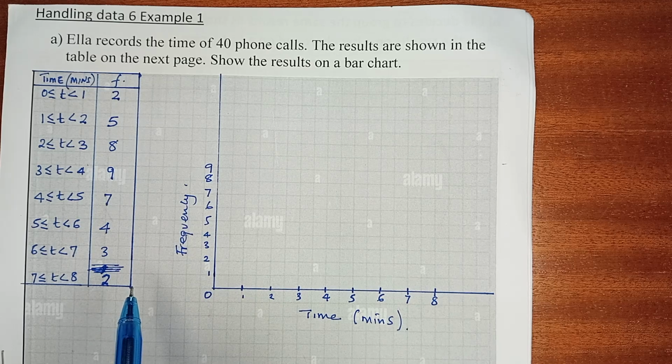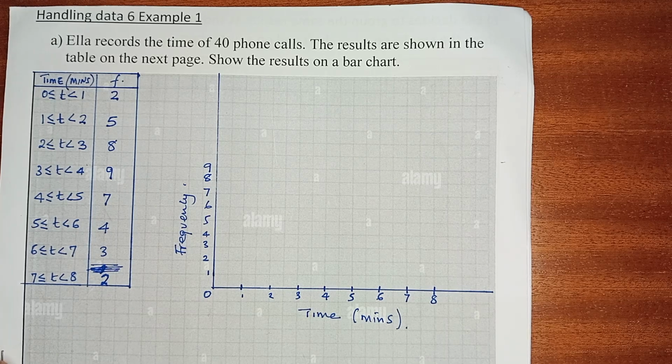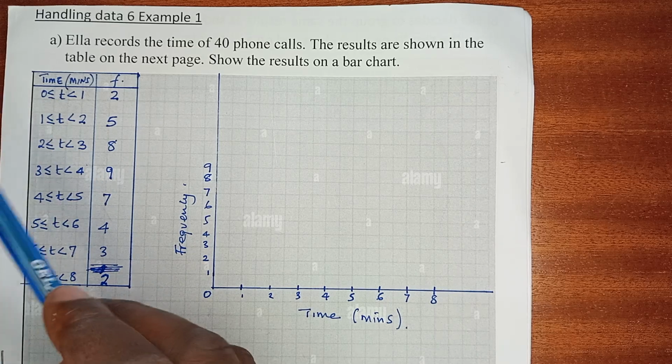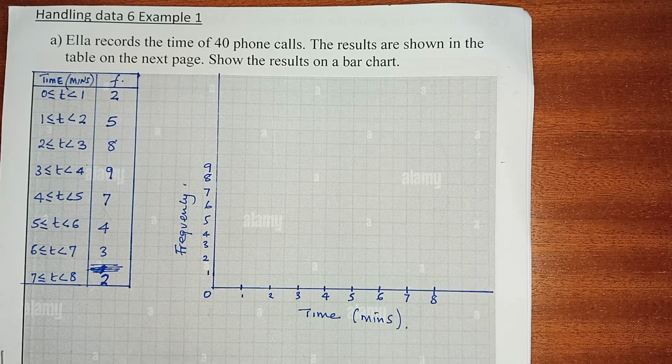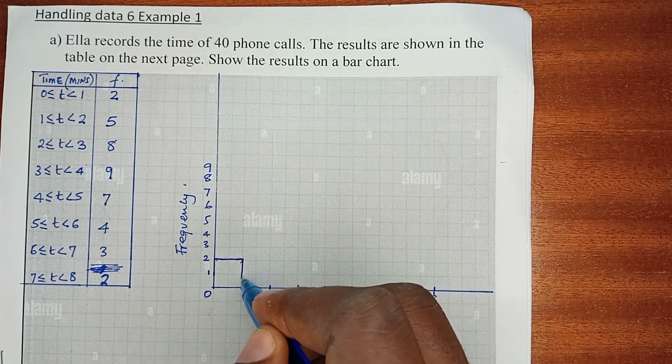And the question is, show the results on a bar chart. Bar chart is the easiest representation of data diagram that we can have, because it picks the raw data the way it is and simply transfers that to the graph. For example, we talk about 0 to 1 minute, we have 2 calls. So that is the first bar.